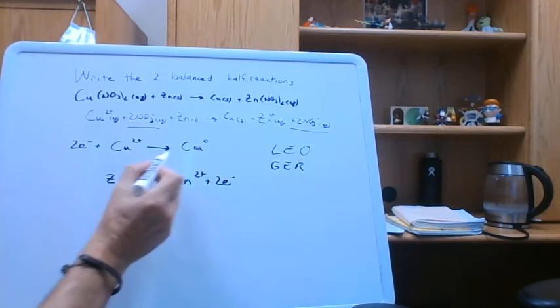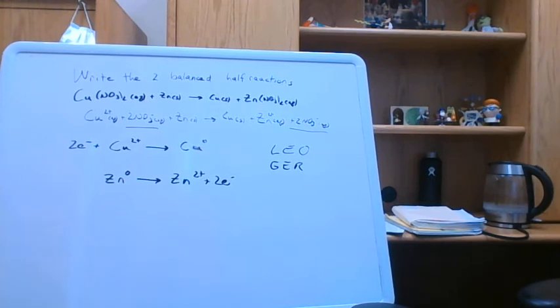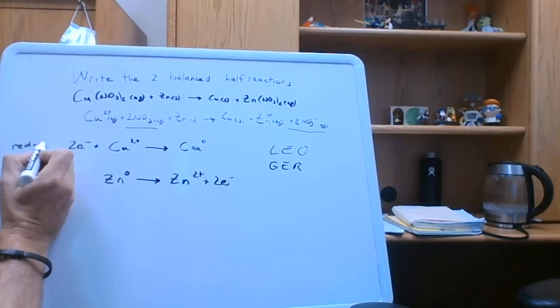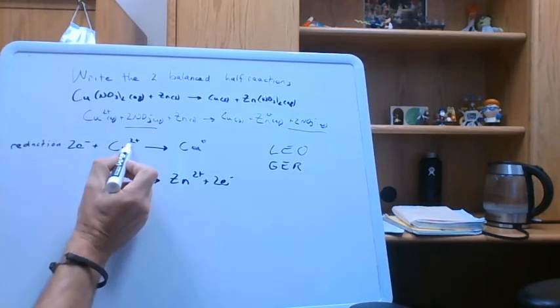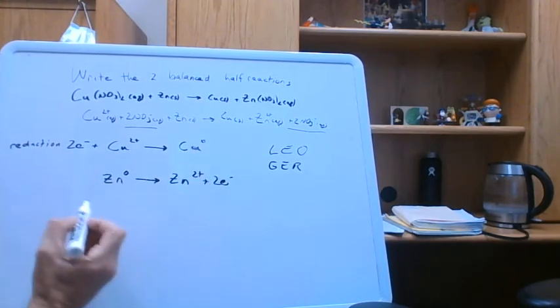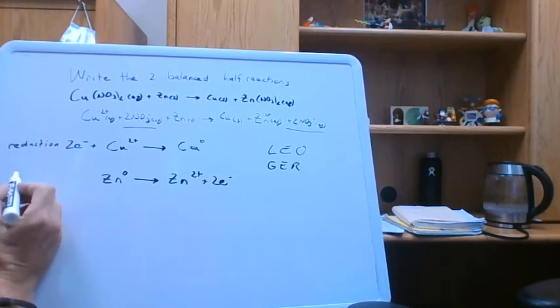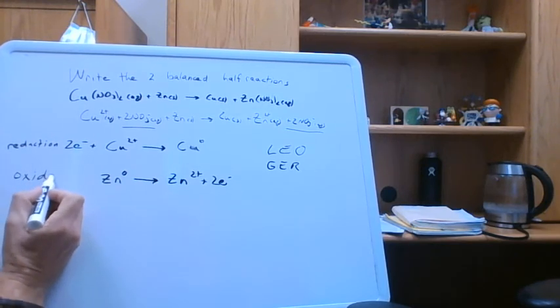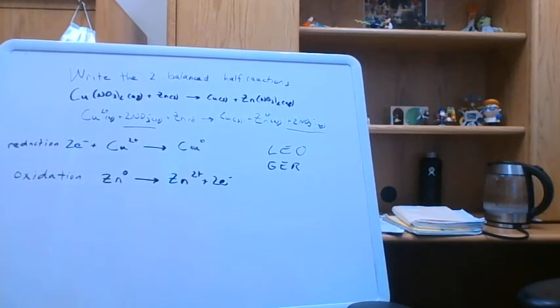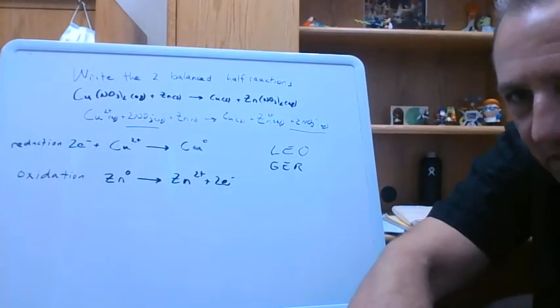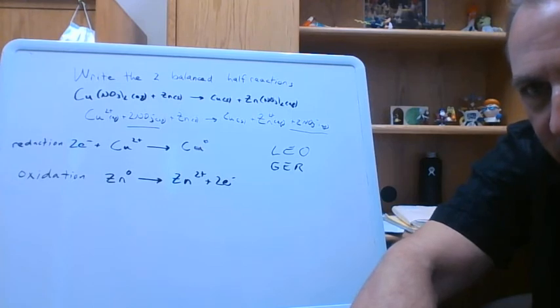So here copper is gaining electrons, so this is our reduction. And right, you can see this is being reduced from a 2 to a 0. And here zinc is actually losing electrons, so this is our oxidation. All right, so remember the difference between oxidation and reduction, and be able to point out which reaction is the oxidation reaction, which is the reduction reaction, and balance those two equations.